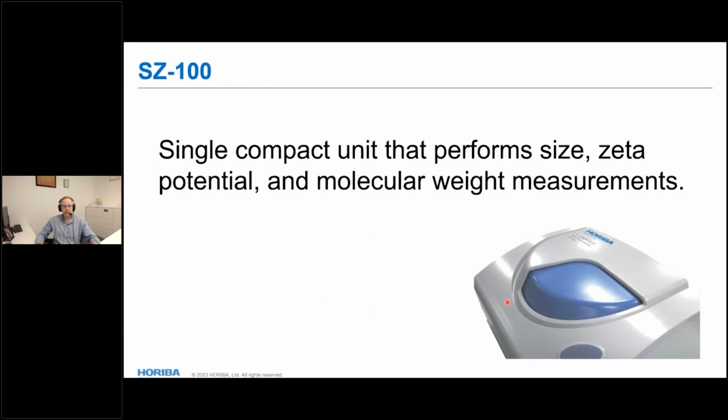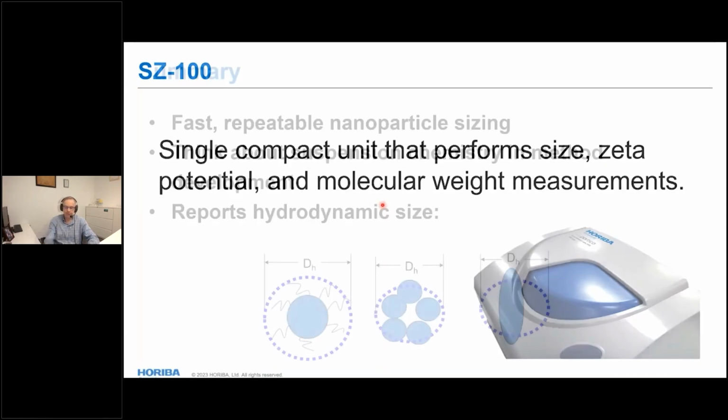The HORIBA implementation is the SC100, and Julie shows it wisely in her handouts, because not only does it do the dynamic light scattering size, it can also do zeta potential measurement, which she mentioned, and that's the electrophoretic light scattering, and molecular weight measurements, which she also mentioned in the handouts. So it's a flexible general purpose DLS tool, and I like it a lot.